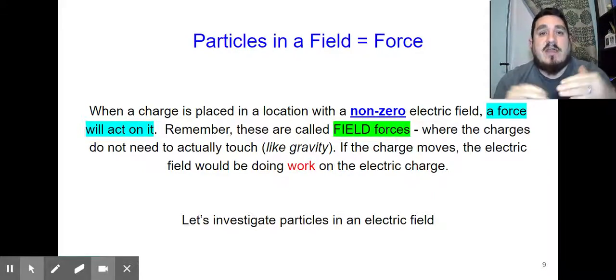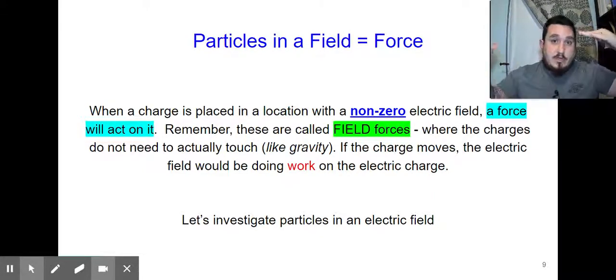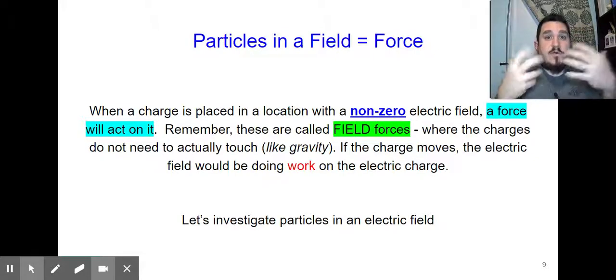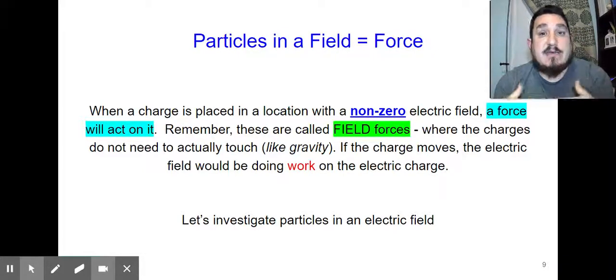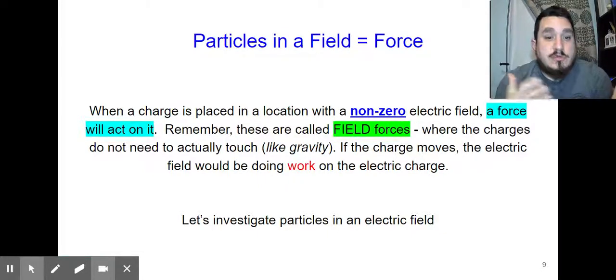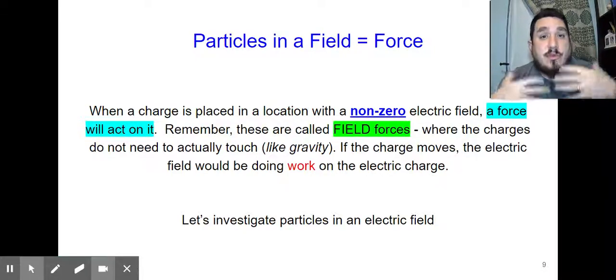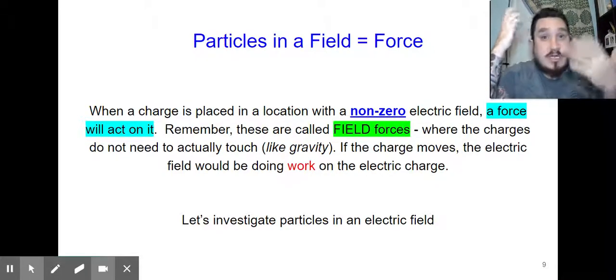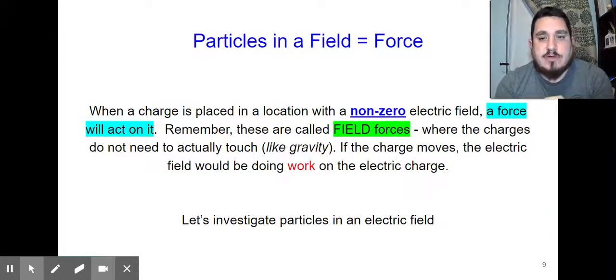Okay, so if you have an electric field and you put a charge through there, a force will act on it, and that's again without touching. Those are called field forces. If the charge moves, the electric field will be doing work on that object. So today we're going to investigate that by using what's called a charge launcher. We're going to launch charges through an electric field that you're going to design, make up, and do some challenges with.